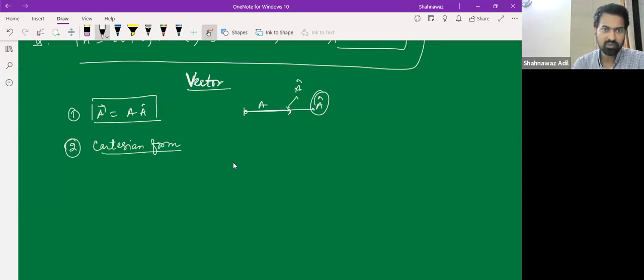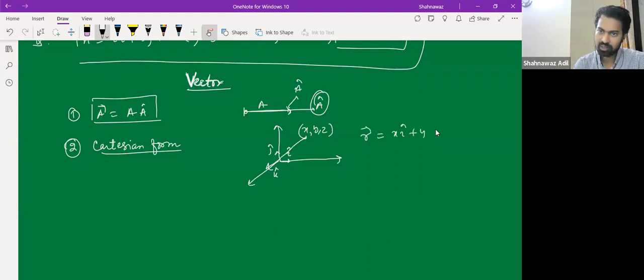Right, in the Cartesian form, you understood that we can write it in the rectangular coordinates x, y, z, and we divide x as unit direction. So this is called i hat, this is called j hat, and this is called k hat. So we can write any position. Let's say this is x, y, z. So my position vector would be x i, y j, and z k.